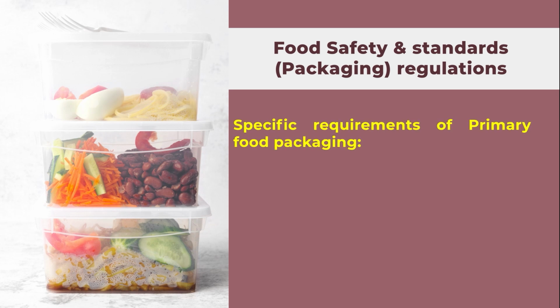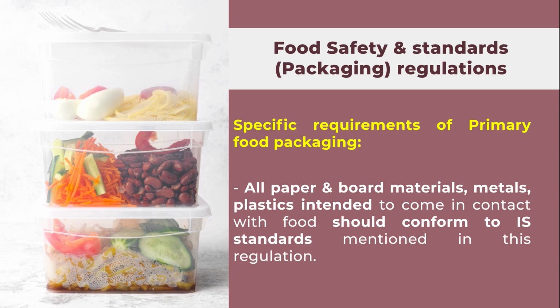Now, we will see what the specific requirements of primary food packaging are. As per these regulations, all the packaging materials, especially the primary packaging materials, the paper, paper board, metals or plastics or glass, all have to conform to the IS standards mentioned in this regulation. IS standards means the Indian Standards, Bureau of Indian Standards, that have to be followed for selecting all these packaging materials. Then all these packaging materials, especially the primary packaging material, have to be food grade quality, and they should be free from any kind of defects.